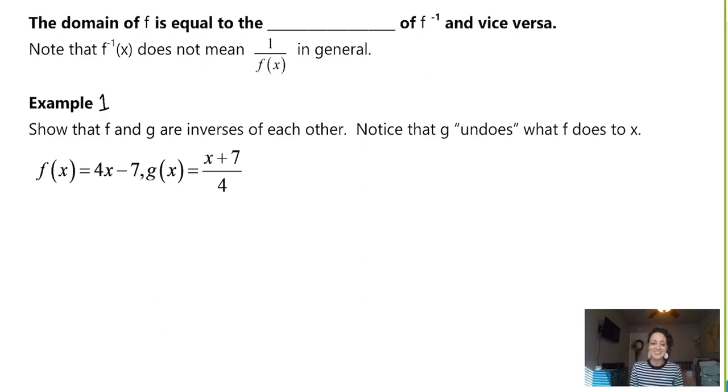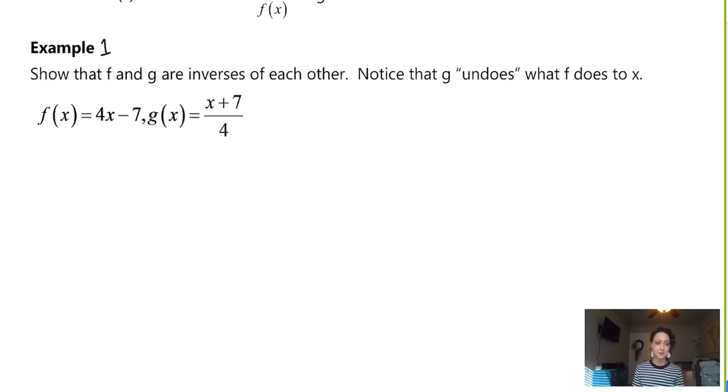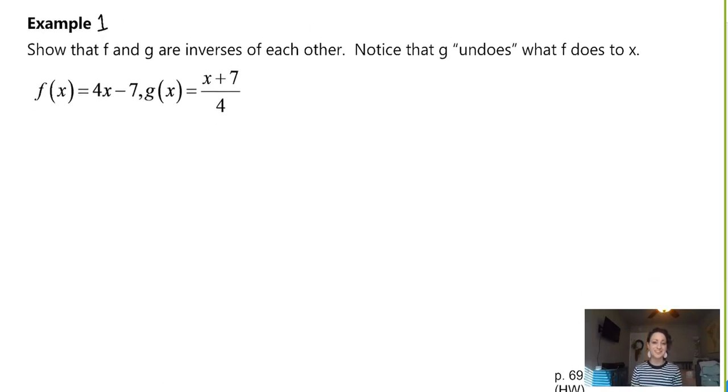All right, so I'd like for you to write this top sentence here. If we are switching x and y to get our inverse function, then the domain of f is equal to the what of f inverse? Equal to the range of f inverse, exactly. And vice versa, right? And again, note that f inverse does not mean 1 over f of x in general, okay? Pause your screen. Can you please copy example 1?